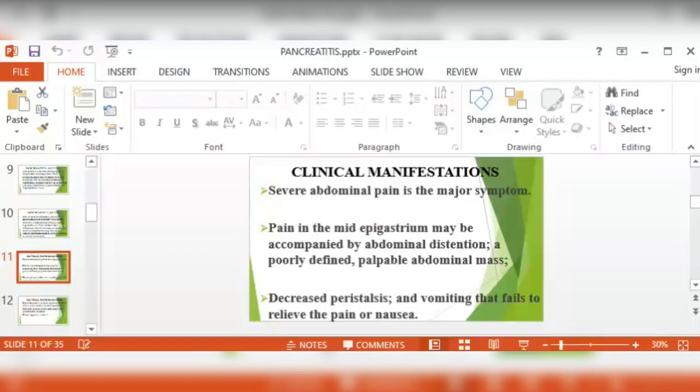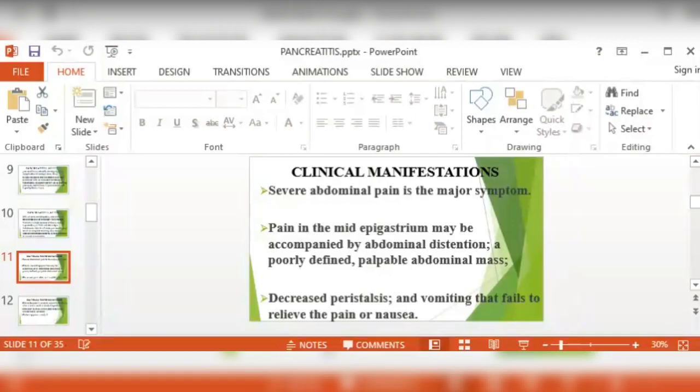So let's move on. There will be pain in the mid-epigastrium, and pain in the mid-epigastrium may be accompanied by abdominal distension. Sometimes, not all the time, pancreatitis may be accompanied with abdominal distension. And then sometimes there will be a little bit of epigastric pain. Okay, there will be epigastric pain. So it is not all the epigastric pain that is ulcer. Bear in mind, it's not all the epigastric pain that is ulcer.